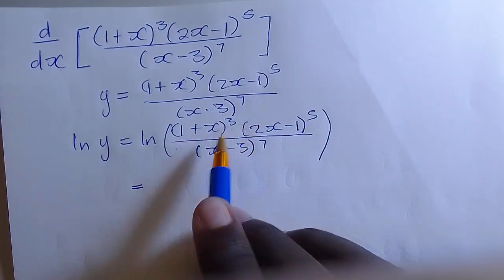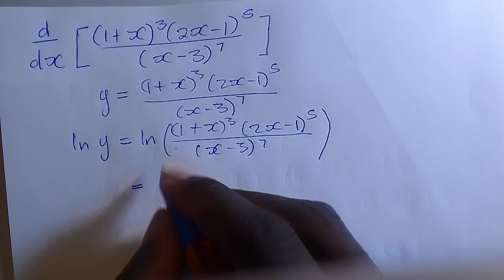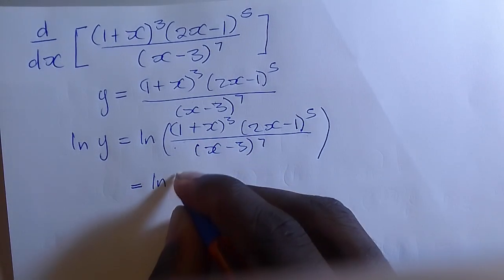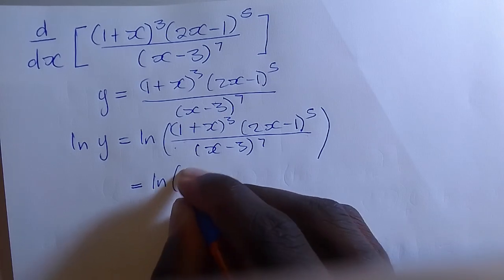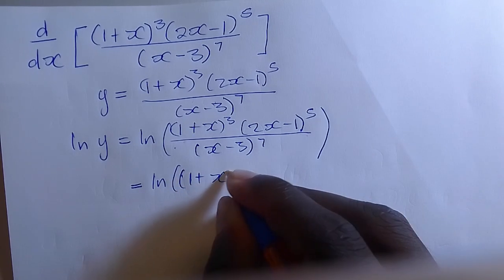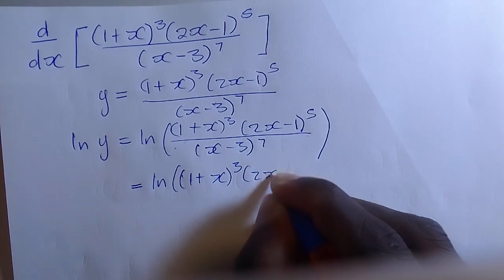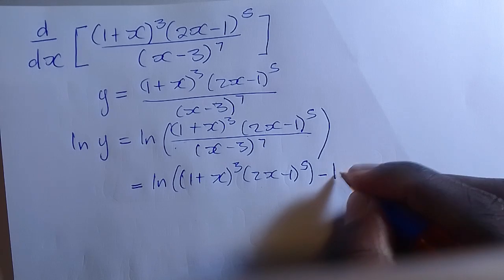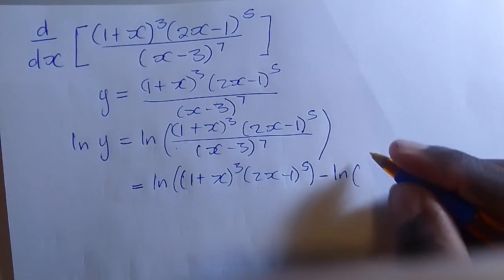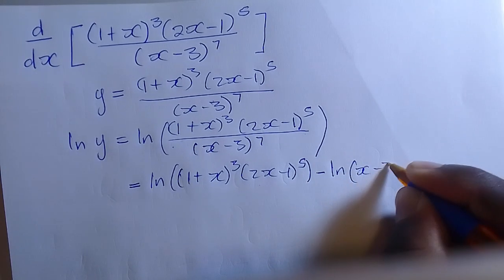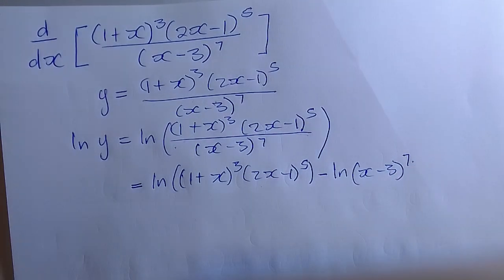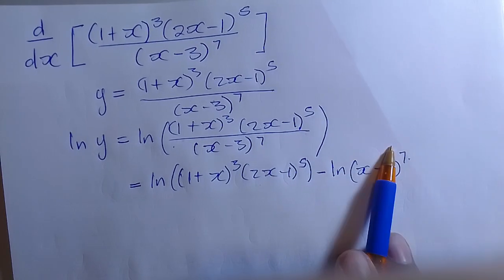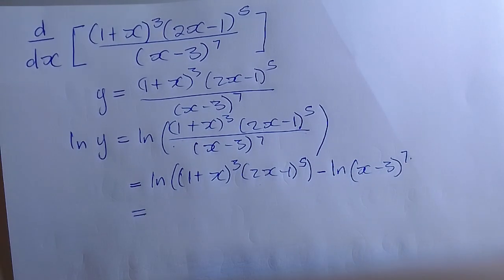Now we have a division sign here, which means we can apply the law of logs, which says that you can say ln of the top part, which is (1 plus x) to the 3rd power (2x minus 1) to the 5th power, and subtract the natural log of (x minus 3) to the 7th power. Right, since there's division, you can write this in this form. It's a law of logarithms.